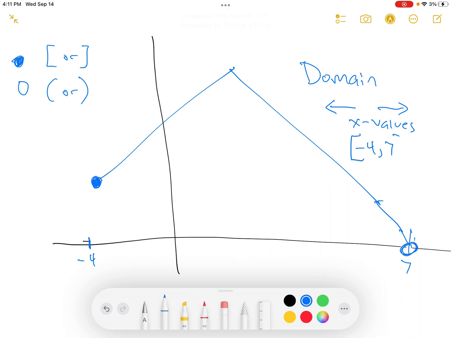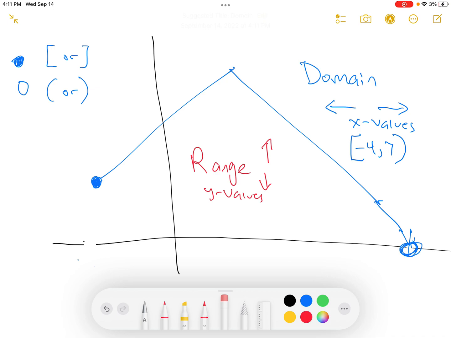And we're going to do a rounded bracket to show that it doesn't quite actually reach the 7. So that's the domain. Okay, now let's talk about the range. The range is how far up and how far down we go. So looking at this, the only thing we care about are the y values. So I'm just going to erase these x values because we don't really even need to think about them right now. And now the y values.